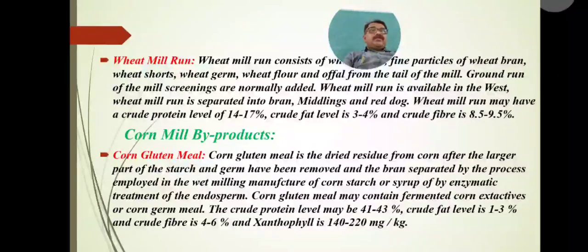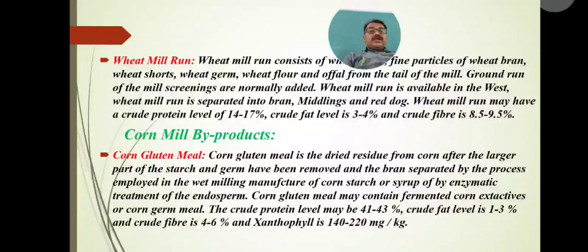Next, the second category of mill by-product is corn mill by-product. The product produced from corn mill processing is called corn mill by-product, the offal part of the corn industry or the corn food processing industry. The waste or ingredient produced is called corn mill by-product. In this corn mill by-product, the first is corn gluten meal.